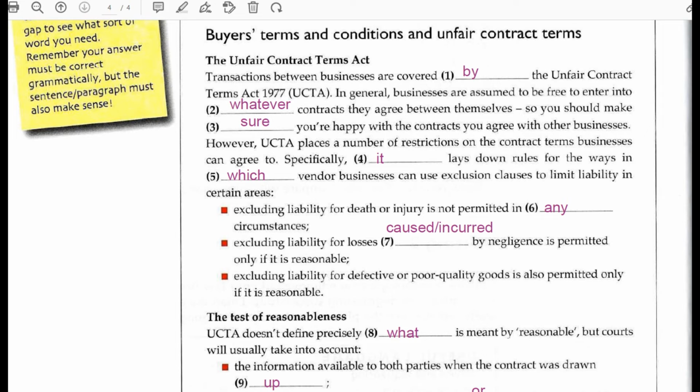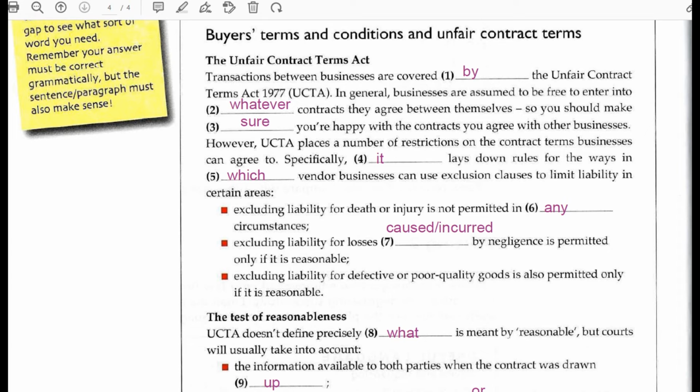So you should make sure. That's actually another collocation: make sure you're happy with the contracts you agree with other businesses. However, UCTA, the Unfair Contract Terms Act, places a number of restrictions on the contract terms businesses can agree to.